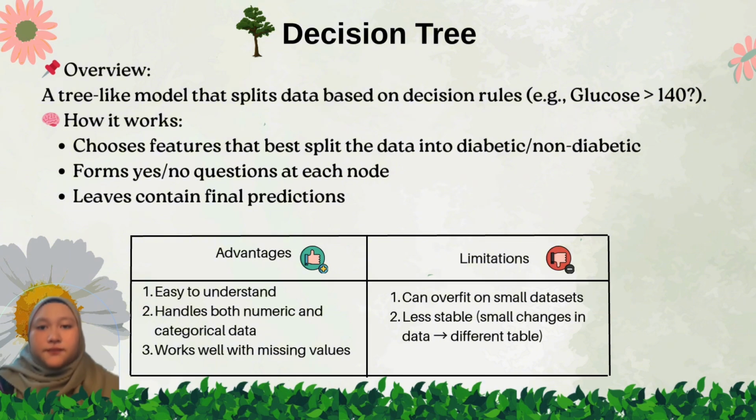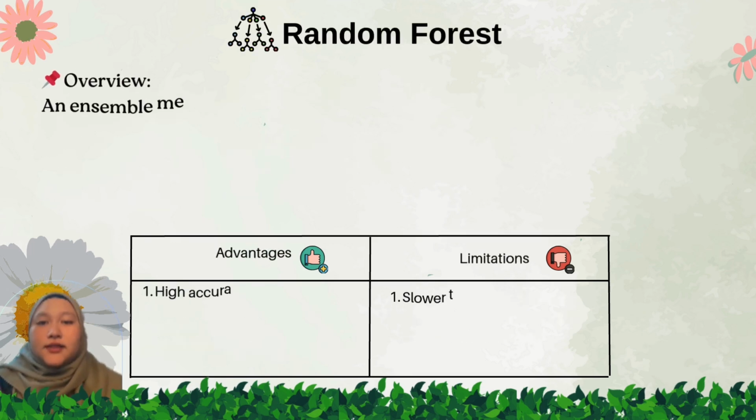For the advantage, it's easy to understand, handles both numeric and categorical data, and works well with missing values. For the limitation, it can overfit on small data, where a small change in the data can lead to a different tree. Lastly, the random forest.